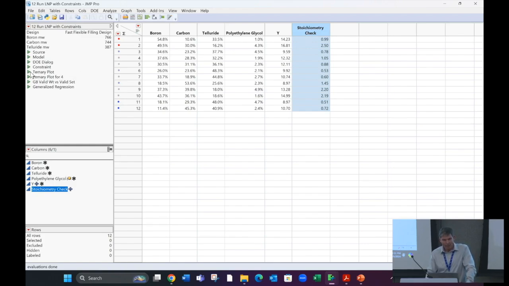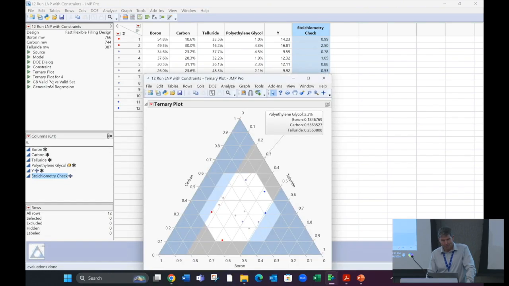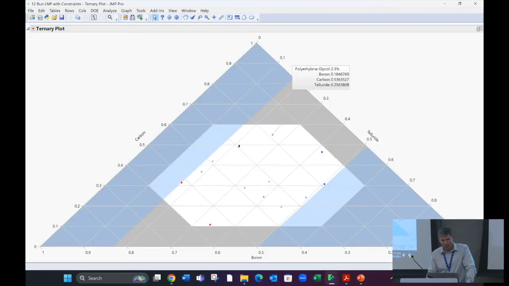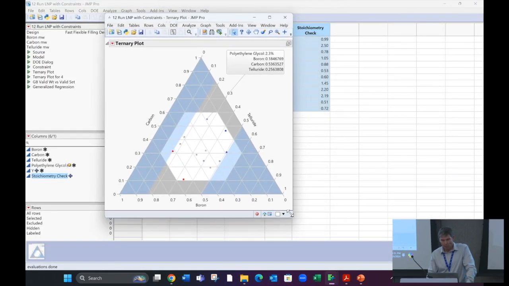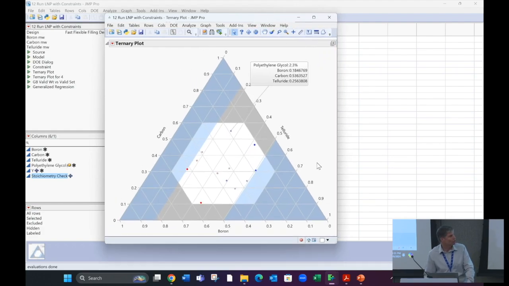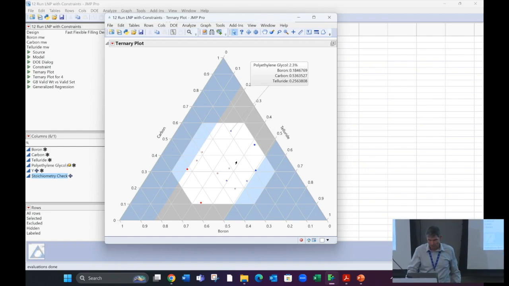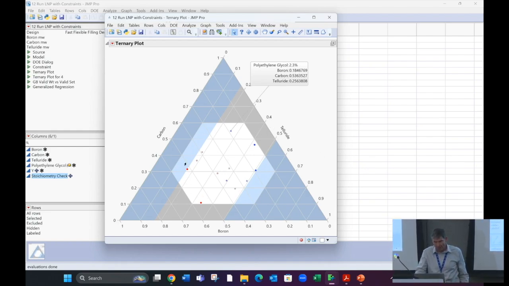Now, what I can look at is if I hit this guy right here, the ternary plot, I can see what my, that was not as good as this, maybe. So what the ternary plot is, it kind of shows you the 3 different mixtures, and then it says this white area is really the only ones that fit in terms of your stoichiometry constraints. Okay, so this is what the design came out to be.